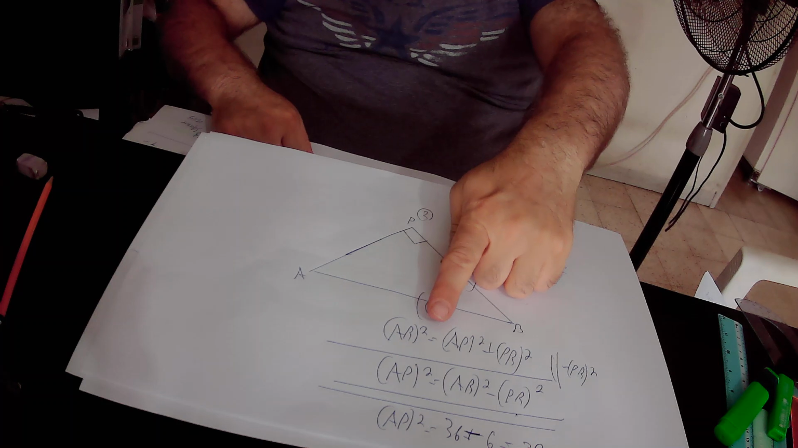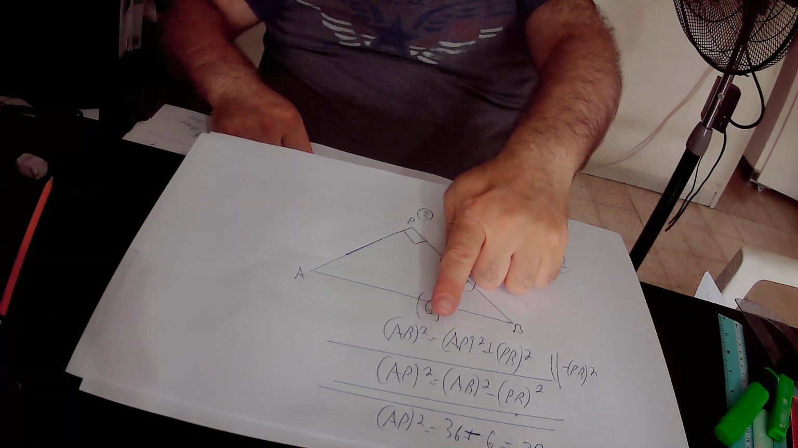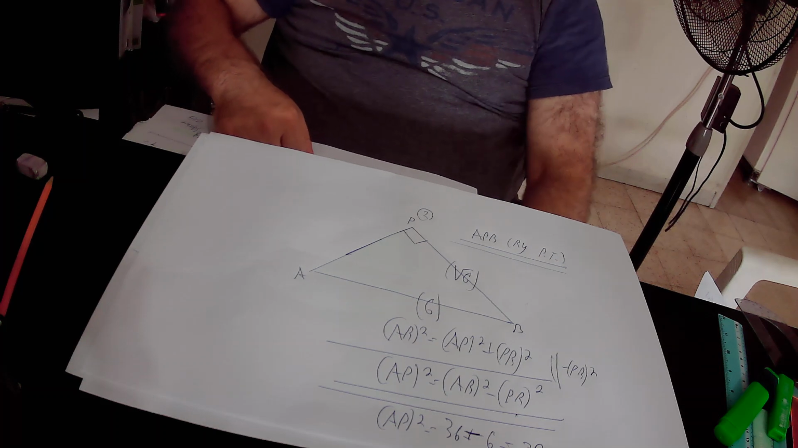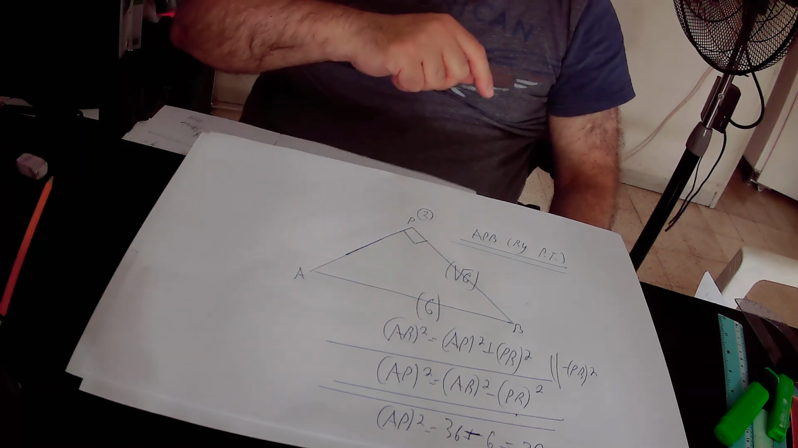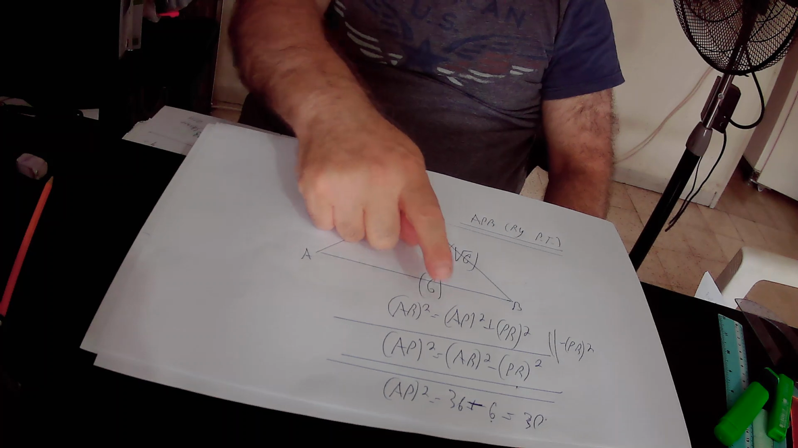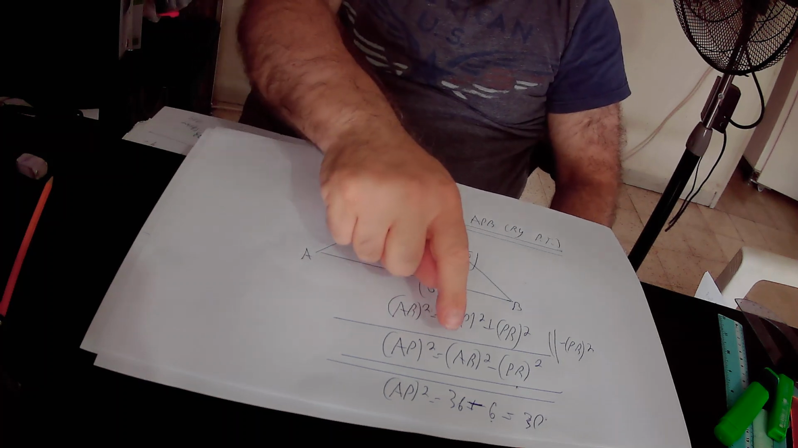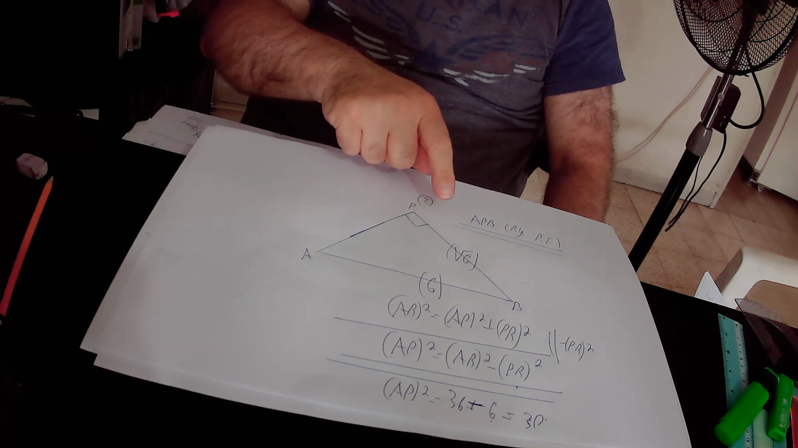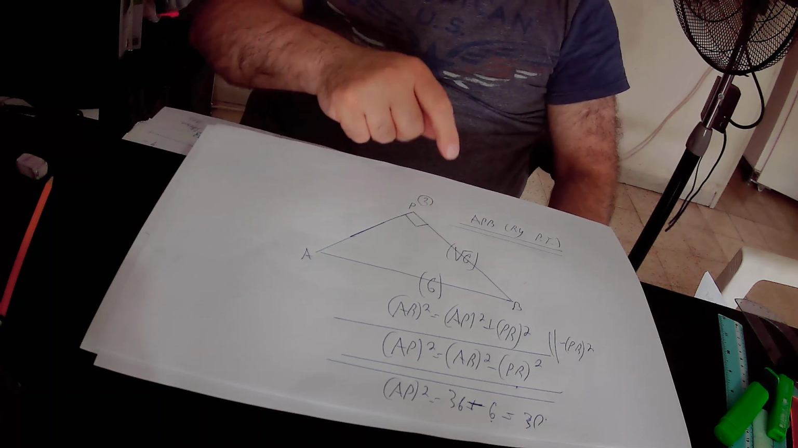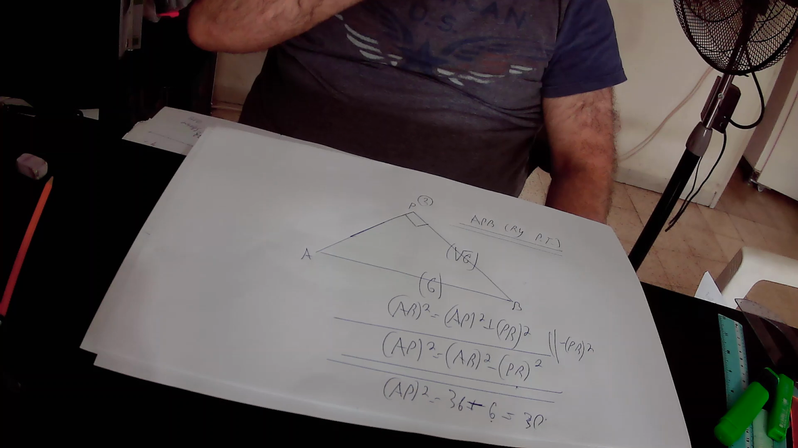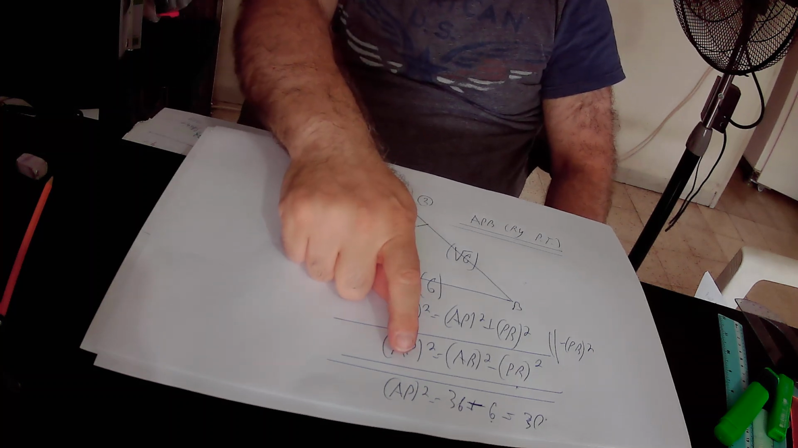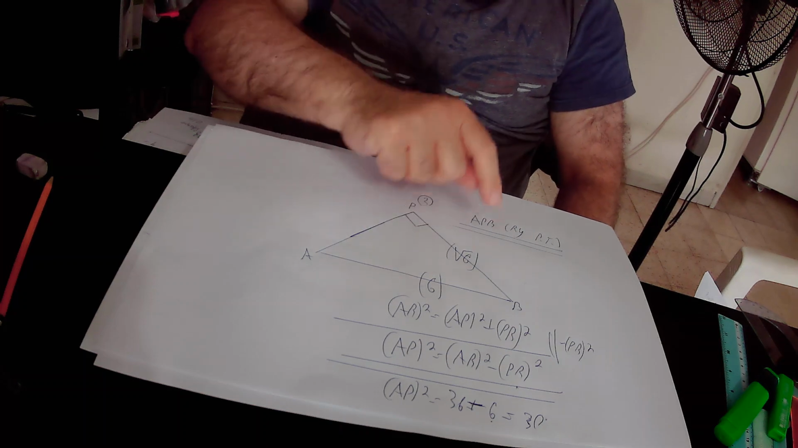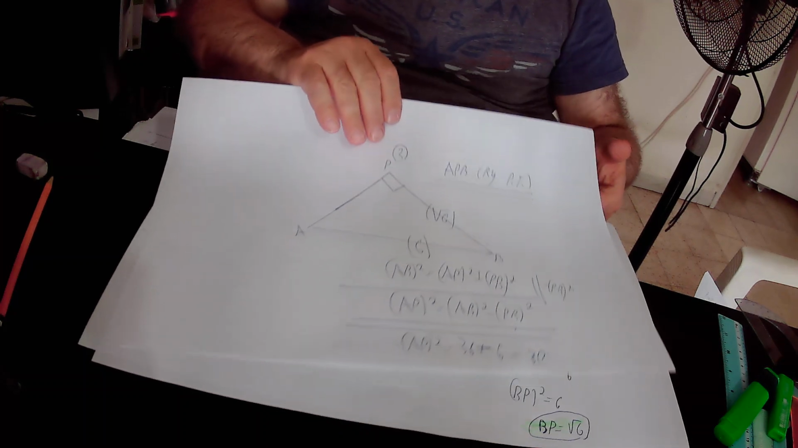So AP squared equals AB squared minus PB squared. AB is 6, therefore AB squared is 36, minus PB squared. PB is square root of 6, therefore PB squared is 6. So in total, AP squared equals 36 minus 6, that is 30.